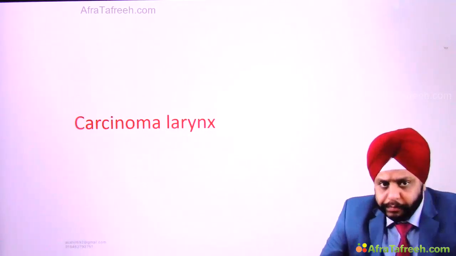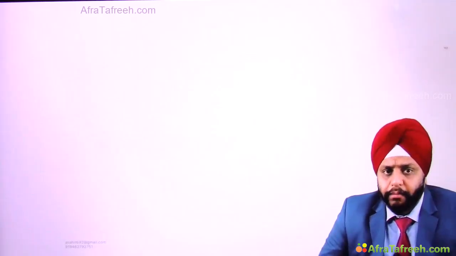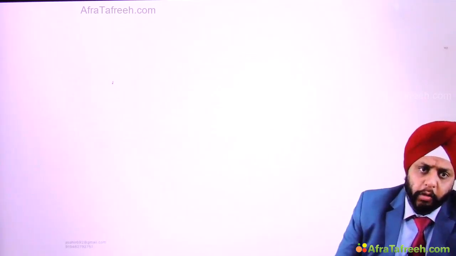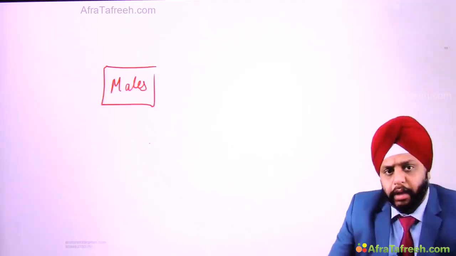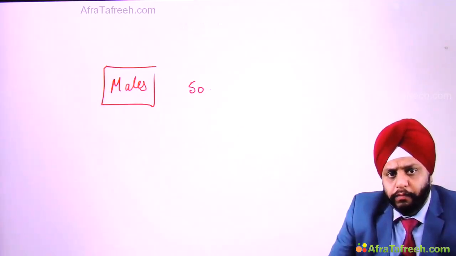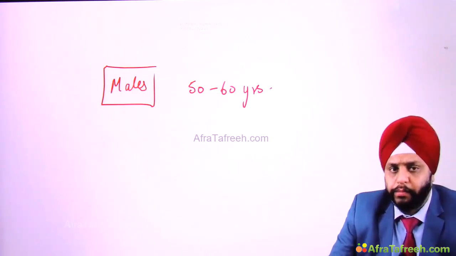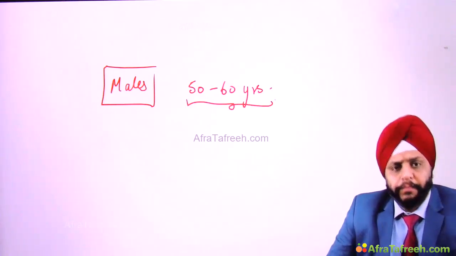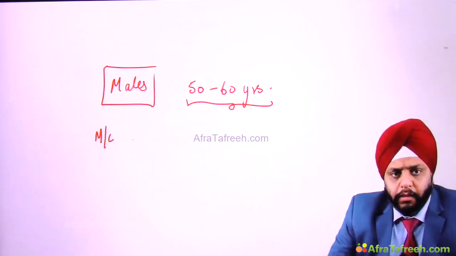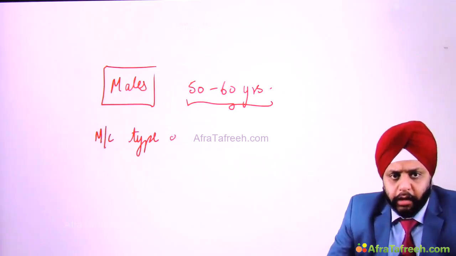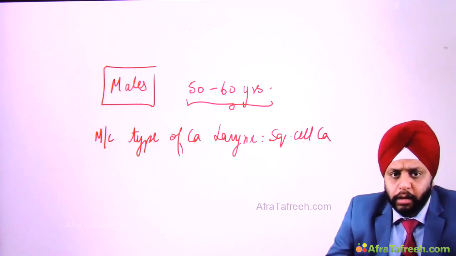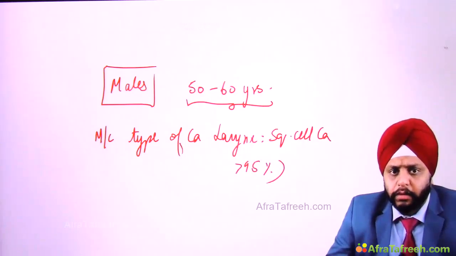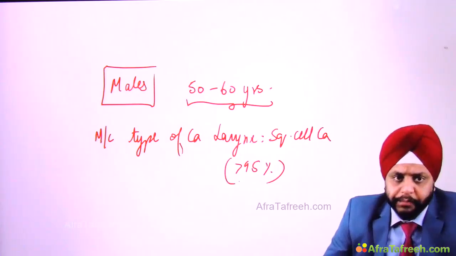Now, CA larynx is generally seen in males. You see, for most of the head and neck carcinomas, the males are more commonly affected. Okay, and what age group? Age group is 50 to 60 years, right? The most common type of CA larynx is squamous cell carcinoma. In approximately more than 95% of cases, they have squamous cell carcinoma, right?